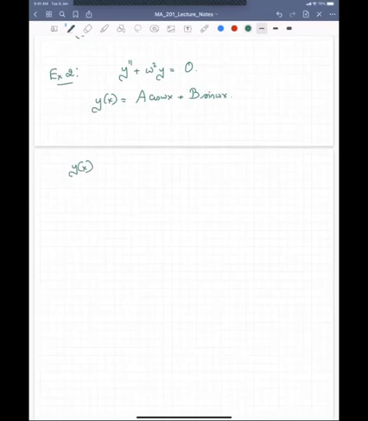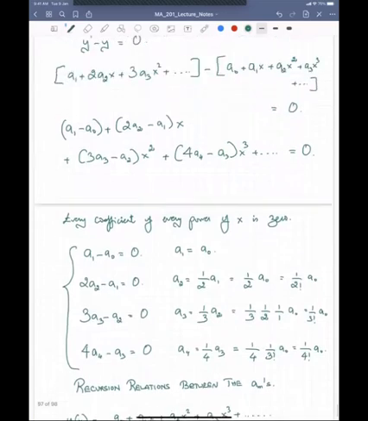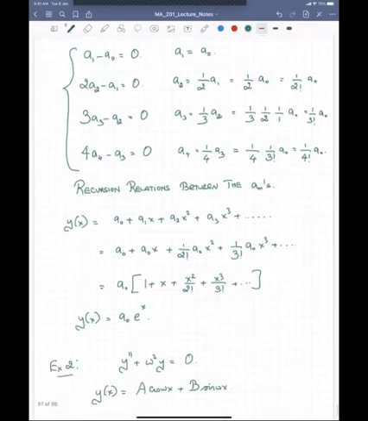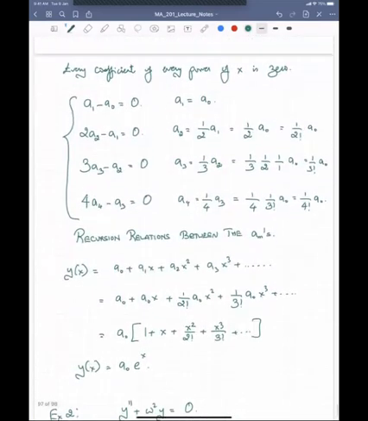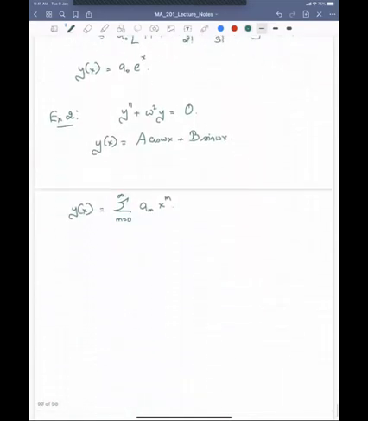So I'll pretend that y of x can be written as some power series, the sum of a_m x to the m. Now I want to introduce to you a shorthand notation to solve these problems. In the first problem, we wrote everything down in terms of all these different terms, and then we explicitly looked at all these different terms. This can be a little cumbersome if your equation is a little complicated.